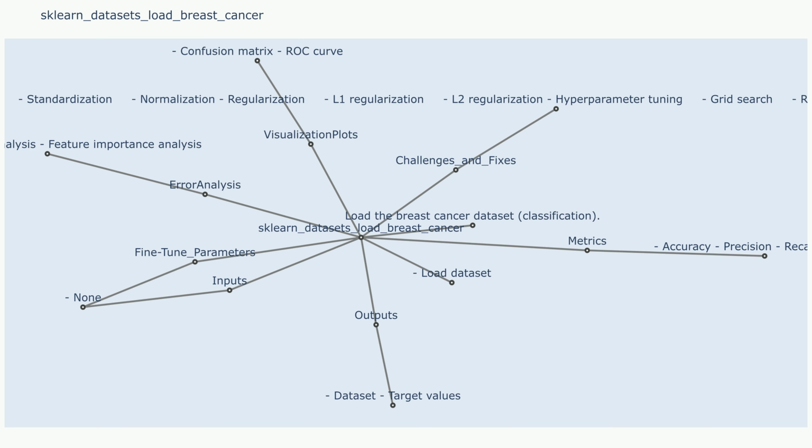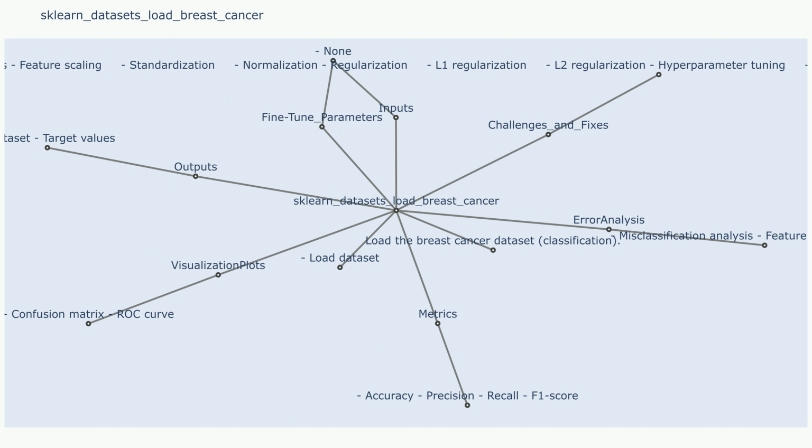sklearn.datasets.load_breast_cancer. Description: this function loads the breast cancer Wisconsin diagnostic dataset from the UCI machine learning repository. The dataset contains features computed from digitized images of fine needle aspirates of a breast mass. These features are used to predict whether a tumor is malignant or benign.